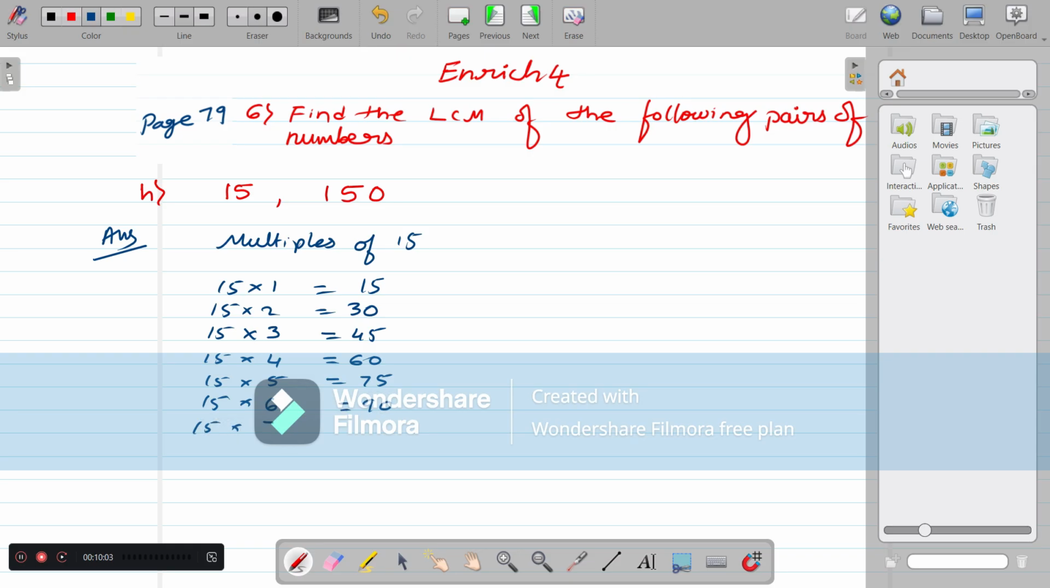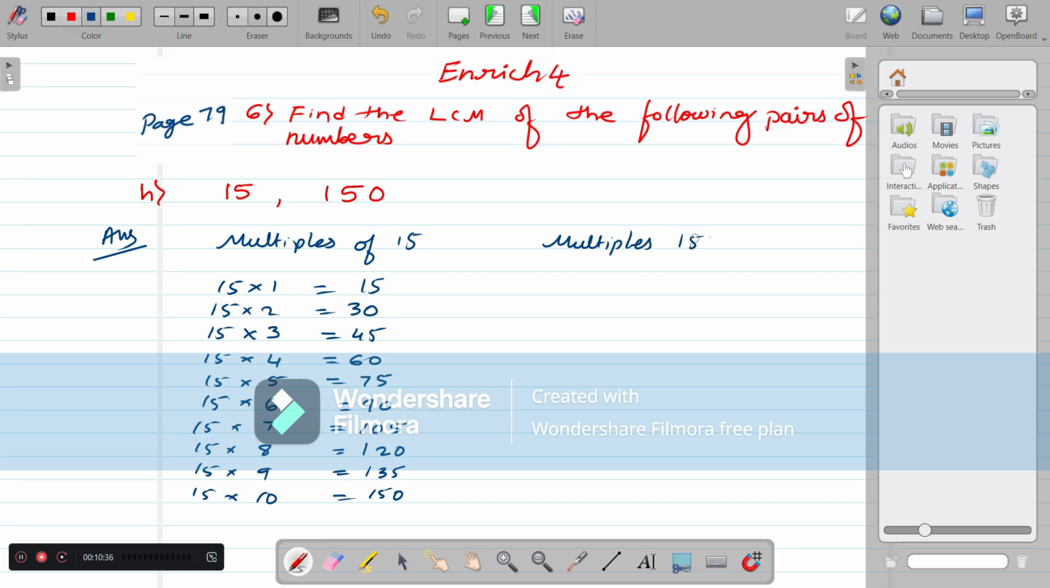15 into 7 is 105. 15 into 8 is 120. 15 into 9 is 135. 15 into 10 is 150. And then I will find the multiples of 150.